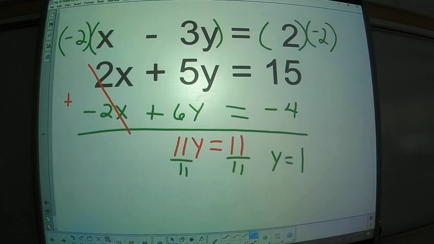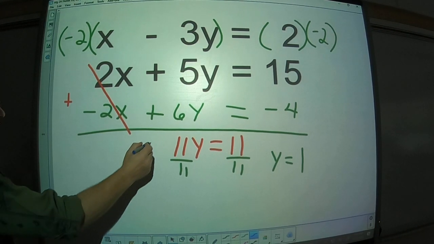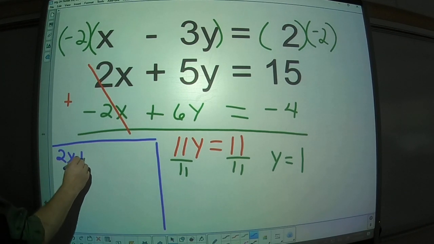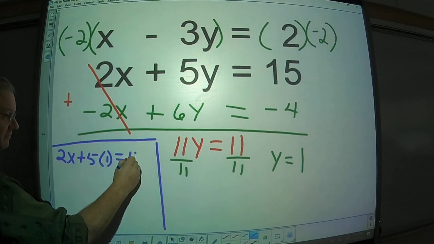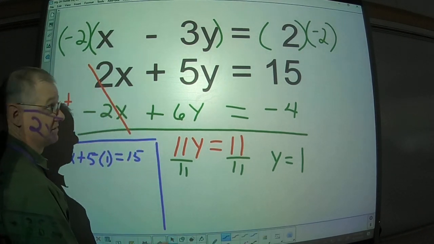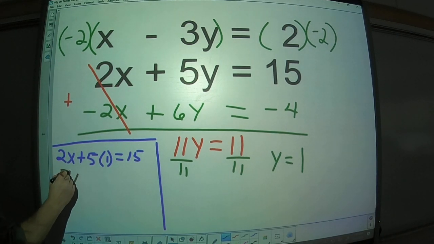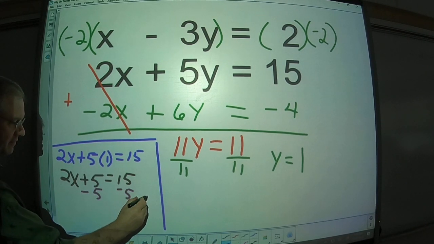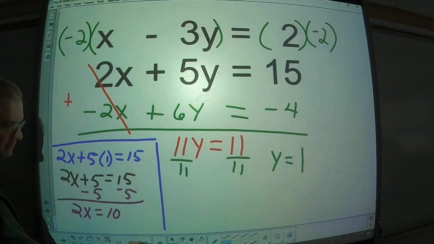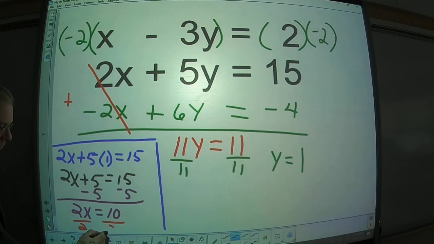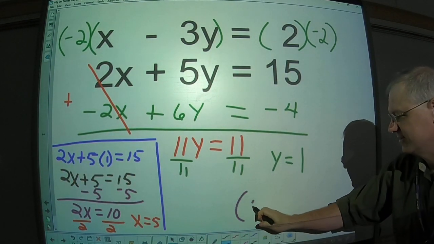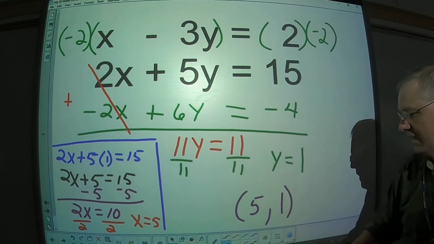Now that I know what y is, go back up and pick either equation, plug it in, and solve for the other variable. 2x plus 5 times 1 equals 15. Obviously, I plugged it into this one. 2x plus 5 equals 15. Subtract 5. 2x equals 10. Divide by 2. X is 5. So my final answer here, x is 5, y is 1, and that is my solution.